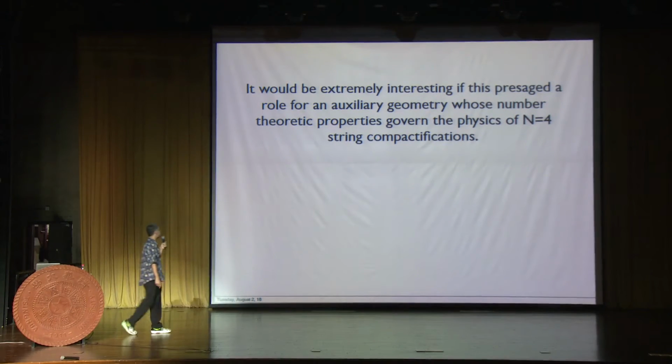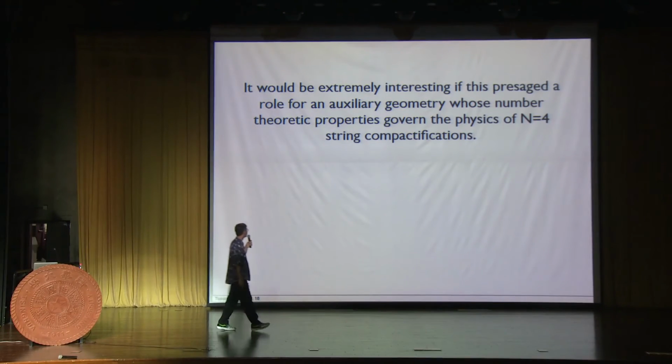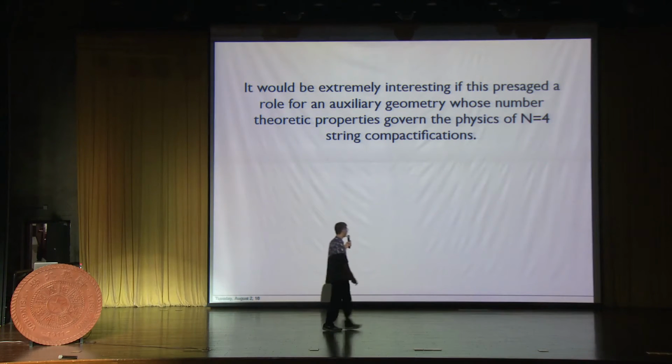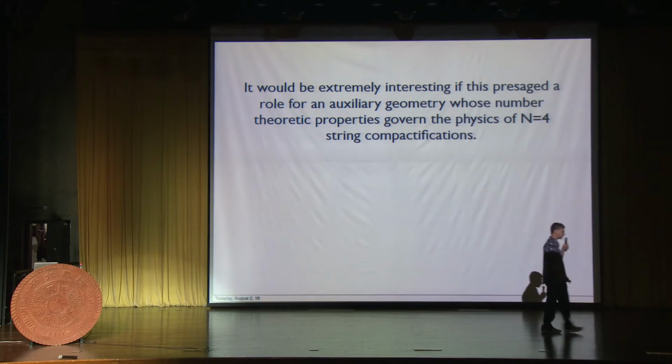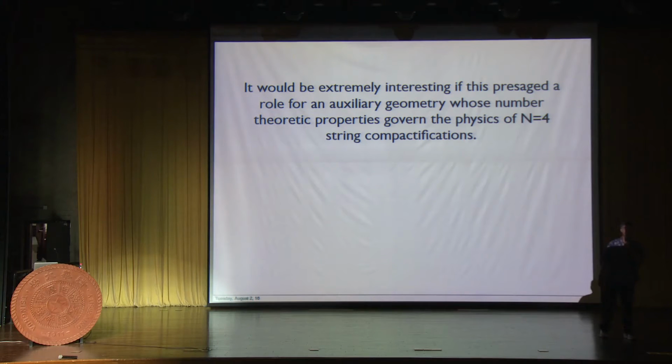It would be extremely interesting if this presaged a role for an auxiliary geometry whose number theoretic properties, like these point counts, govern the physics of n equals 4 string compactification. I wish I had more to say about it now, but I don't, so I'll stop my talk. Thank you.